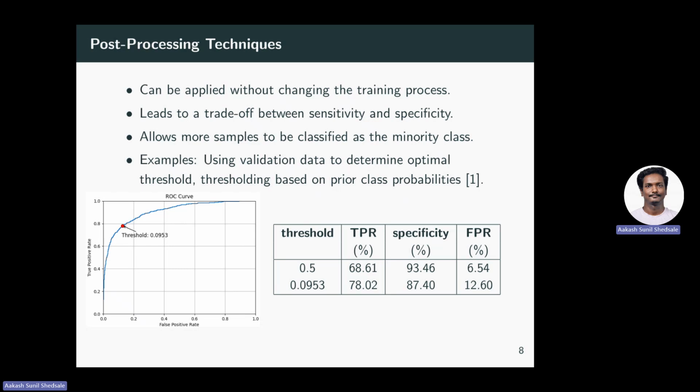Then this is about the post-processing techniques. It can be applied without changing the training process. It leads to a trade-off between sensitivity and specificity. It allows more samples to be classified as the minority class. Examples include using validation data to determine the optimal threshold and thresholding based on prior class probabilities. So on one model, I plotted a ROC curve and used the geometric mean of sensitivity and specificity to come up with an optimal threshold. The results you can see on the screen.